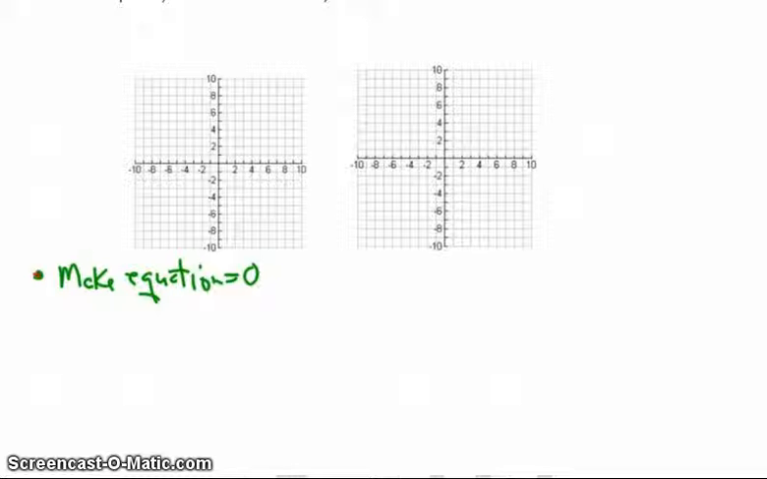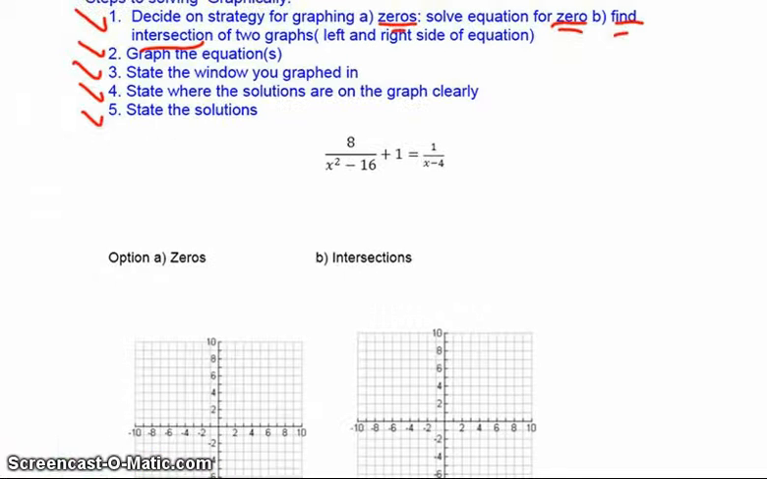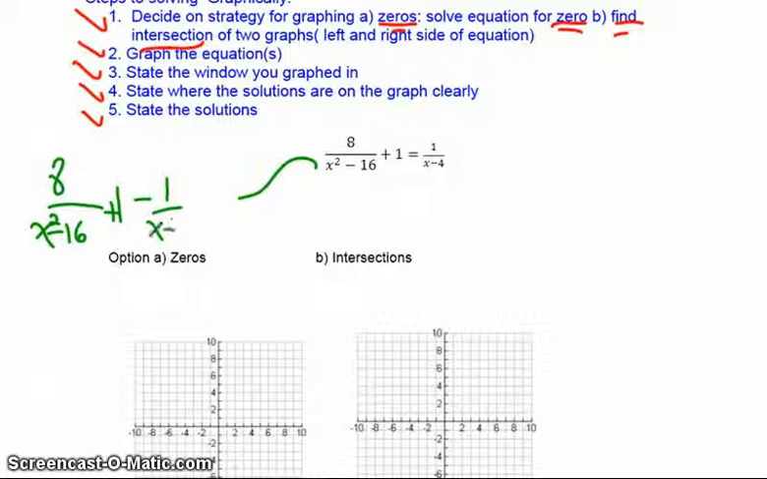So therefore, what am I going to do? I'm graphing y1 equal to, now if you take it all to one side, if you just look at what I was trying to say there, if I took this all to one side, I would have 8 over x squared minus 16 plus 1 minus 1 over x minus 4, okay? If I took it all to one side, that's what I would have. I just took that one little piece and I brought it over there, okay?